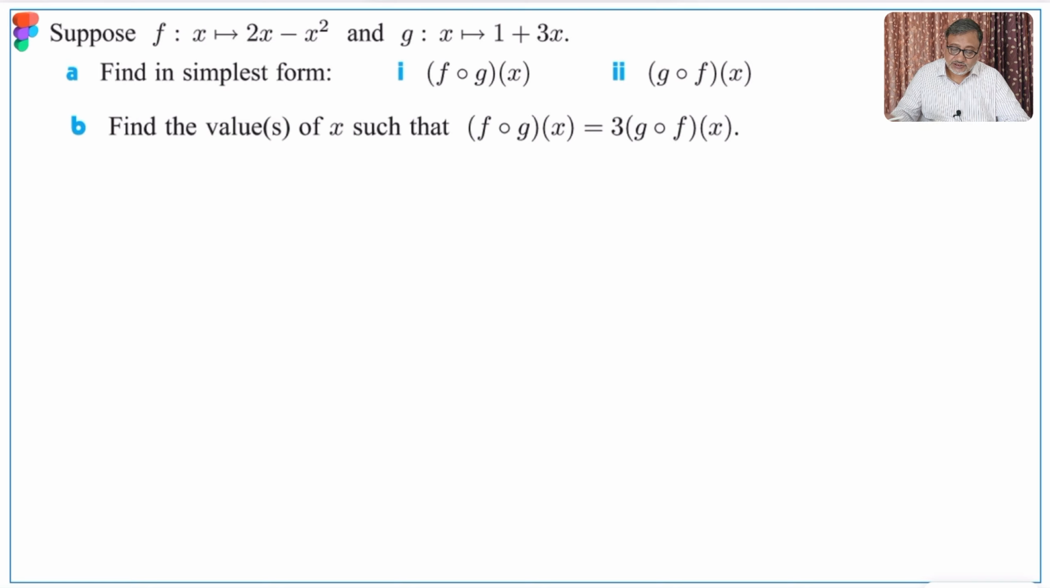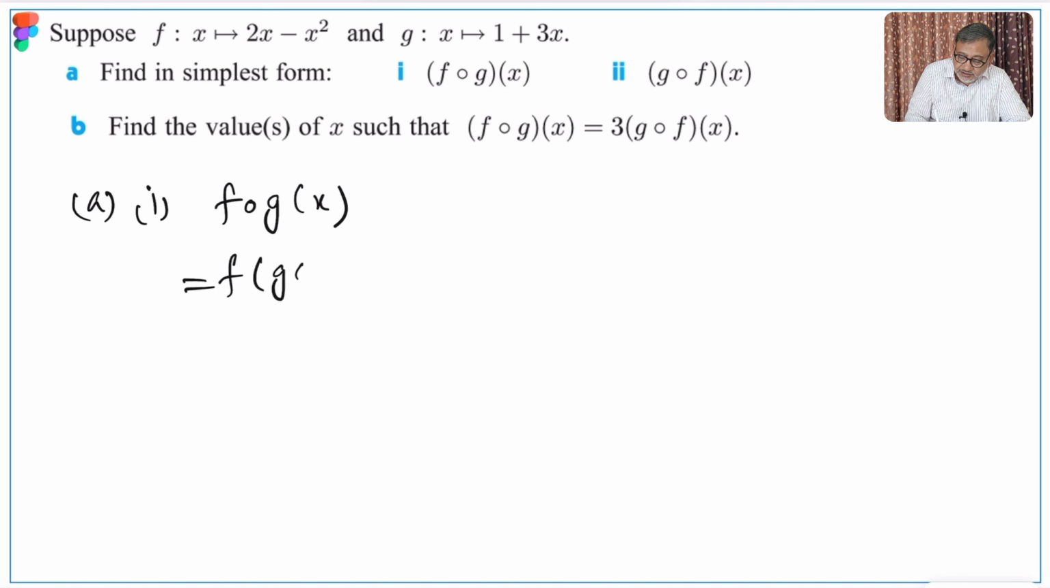Okay then. Now let us see some questions based on this. This is an easy part, so I am going fast. Suppose f of x is this, g of x is this. Find in simplest form f dot g of x, meaning the composite function f of g of x. So I will do the first part. f dot g of x will be f of g of x. Now what is g of x? g of x is this. Look here.